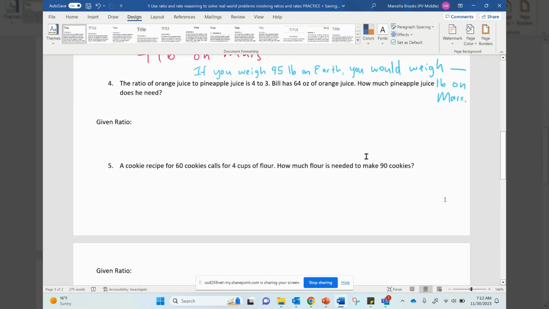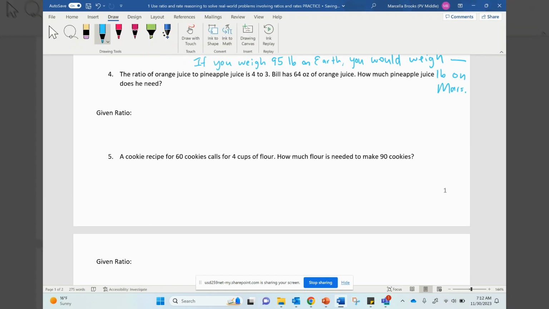All right, number 4. The ratio of orange juice to pineapple juice is 4 to 3. So I'm going to see if you guys can set up the rest of these. Bill has 64 ounces of orange juice. How much pineapple juice does he need? So I'm going to have you set it up, and I'm going to give you your sentence stem. He needs blank ounces of pineapple juice.